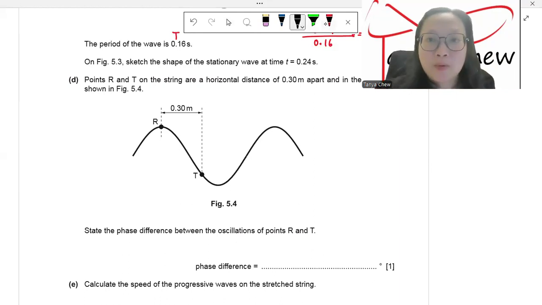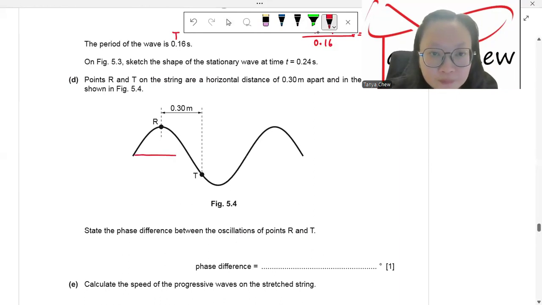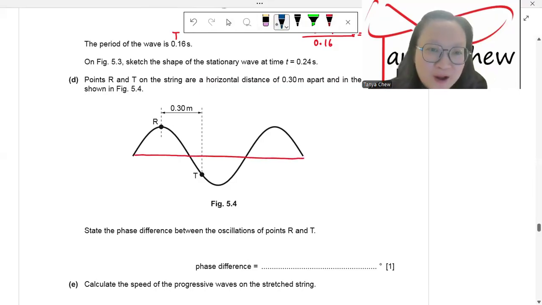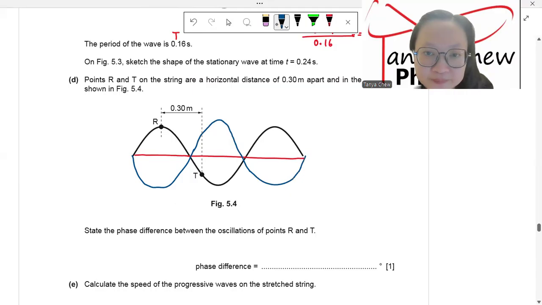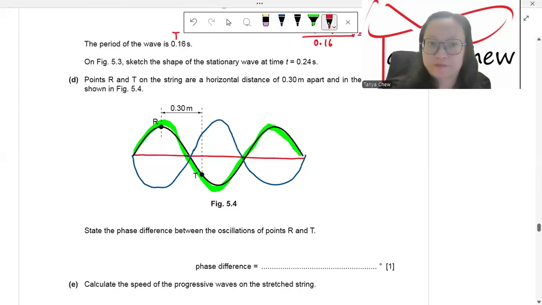Now, I will draw my wave first. I will draw out my horizontal line, and then I will draw out my stationary wave. I want you to compare the loop. I will highlight the one that I highlighted. If you want to base on the green wave profile, you can base on just the green wave profile.